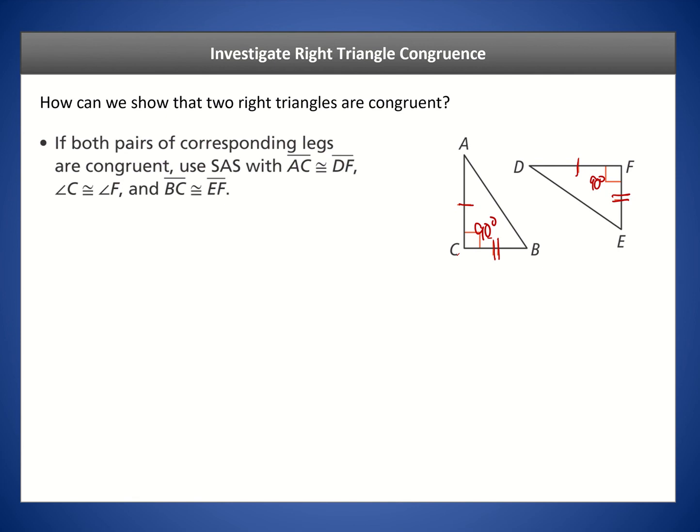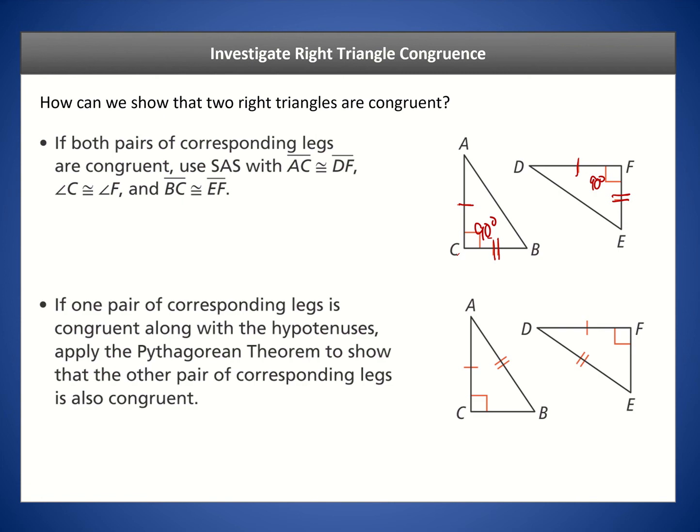Another case in which we can determine that two right triangles are congruent is with the use of the Pythagorean theorem. For example, we have AC, and we know that's congruent to DF, and obviously it's a right angle, so this angle is always going to be the same for right triangles. Let's say we also know the hypotenuse. So we know two sides for each triangle, and we know that they're congruent. Even though we can't use SAS here, we can show that these two triangles are congruent because we know what the third side is.